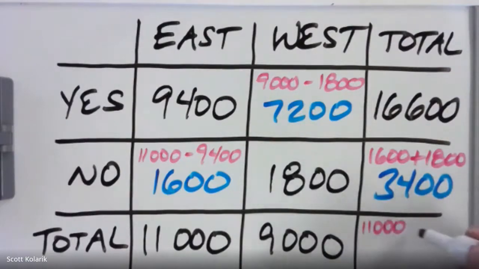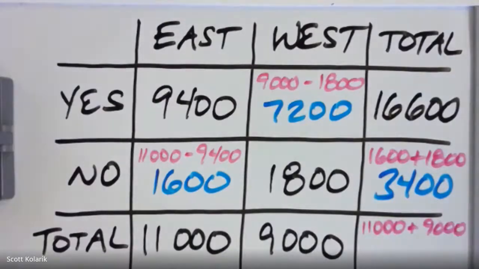11,000 in the east plus 9,000 in the west. That tells me how many total people were surveyed. In this case, 20,000 people were surveyed for this result, whatever that was for. Again, you'll be given the situation on your final exam. The situation matters less than how to calculate these guys out.